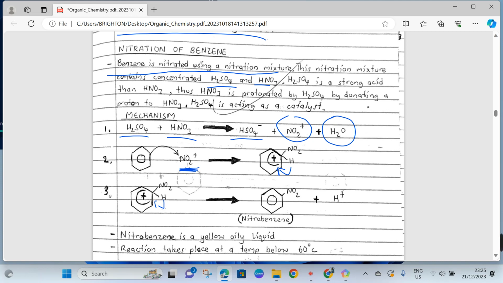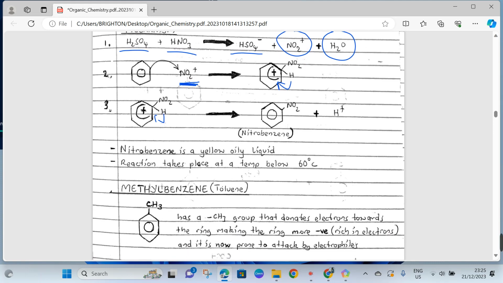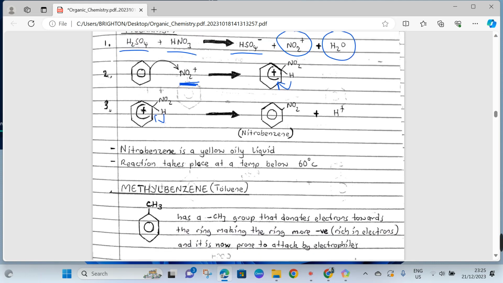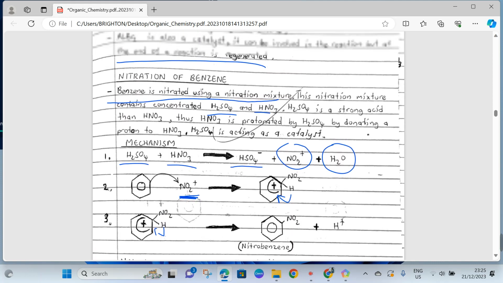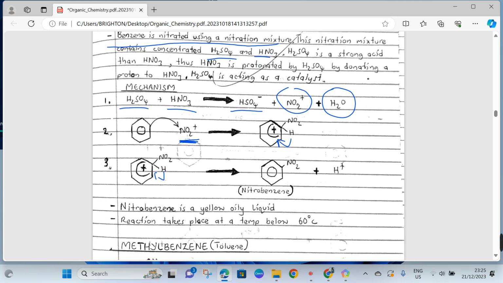If you add all those equations together, you're going to find out that there's catalyst regeneration taking place. I think it will be fun for you to add those reactions together and see what kind of equation you get. But what you're supposed to see is that the catalyst which is being regenerated is removed at the end of the process. So nitrobenzene is a yellow oily liquid. Reactions such as these take place below temperatures of 60 degrees, right?